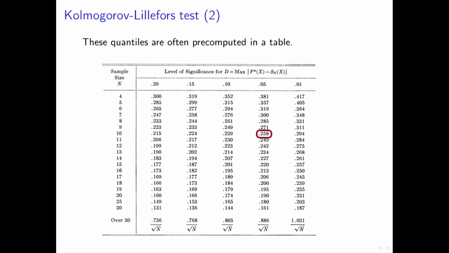So this is called Kolmogorov-Lilliefors. I think there's actually an E here. An I before the E. Doesn't matter too much.